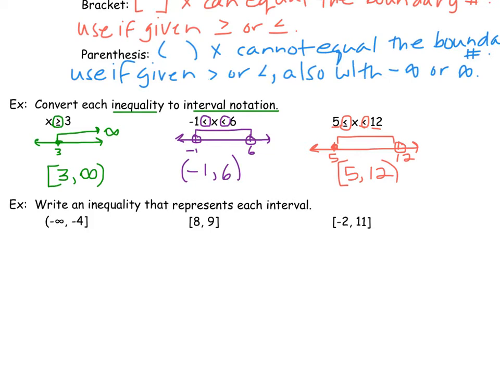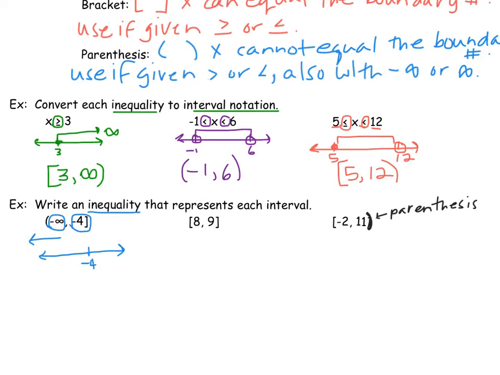Down below, we'll go in reverse. The next set of problems actually has interval notation, and we're going to write them just as inequalities with the greater than and less than symbols. For our first example, we have negative infinity on the left and negative 4 on the right. That means the arrow is going to go towards negative infinity, but our boundary on the right is negative 4 with a bracket.